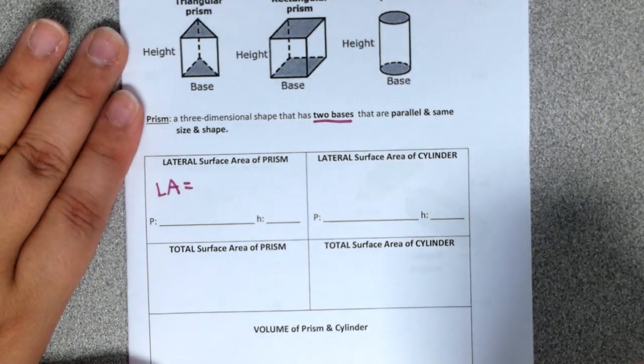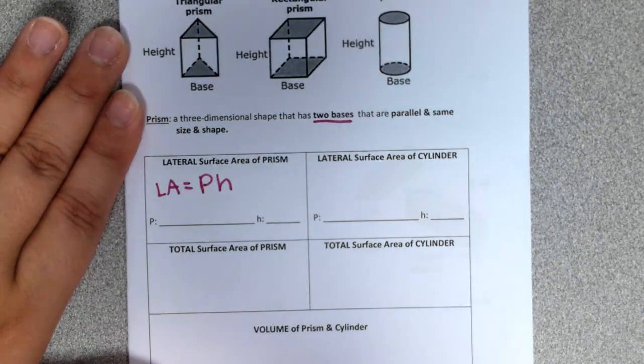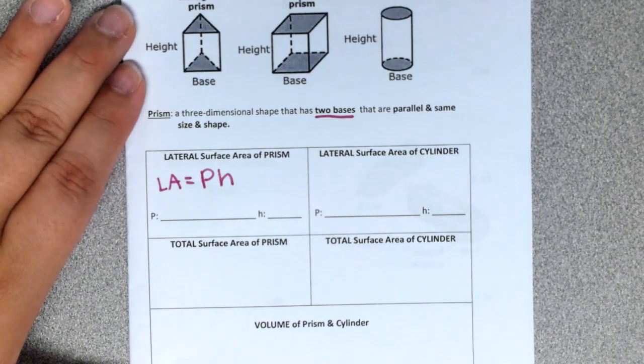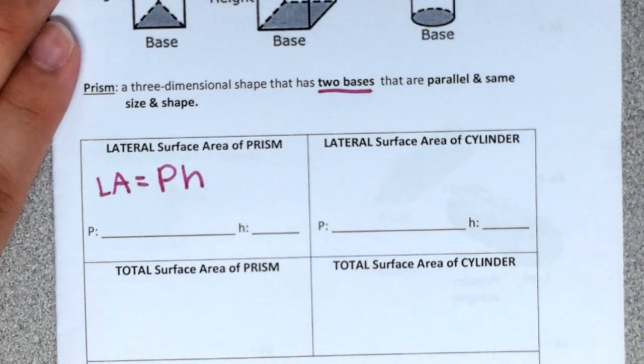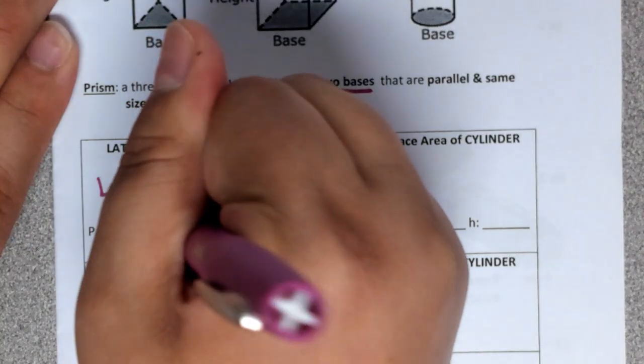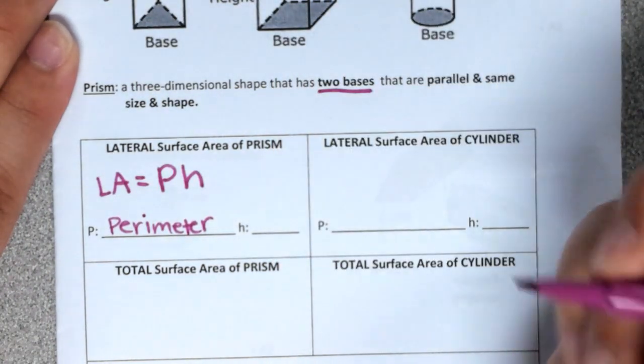The formula for lateral surface area of a prism is LA equals PH. What does P stand for in this class? Perimeter. What does H stand for? Height.